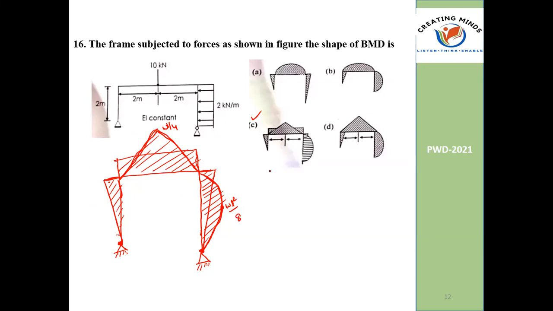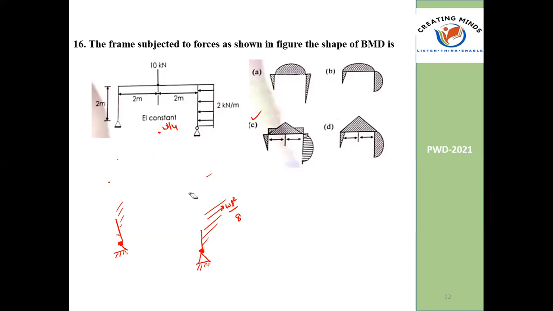These are our final moments. So this kind of direct BMD is also expected. I will give one or two more questions. You just try to find the BMD because it's a very, very important concept.